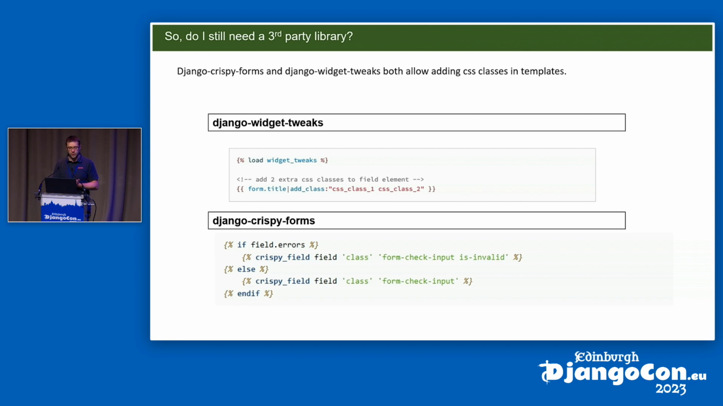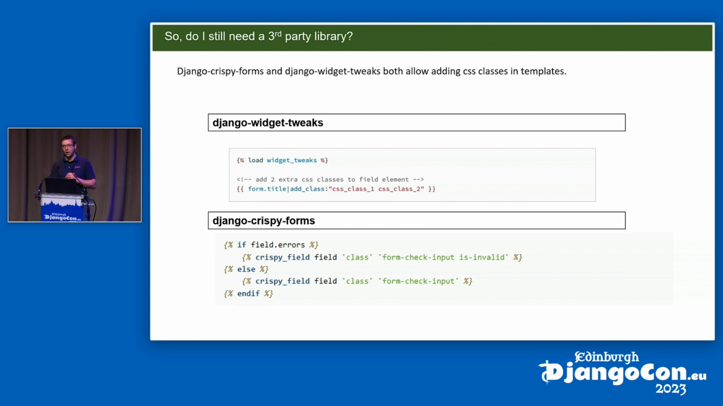One other feature that I find quite useful, and this is shared both by Django widget tweaks and crispy forms, is the ability to add CSS classes to your widget in template logic. So of course you can define the classes for your widget, by defining an attrs dict on your widget that's on your field, that's on your form.